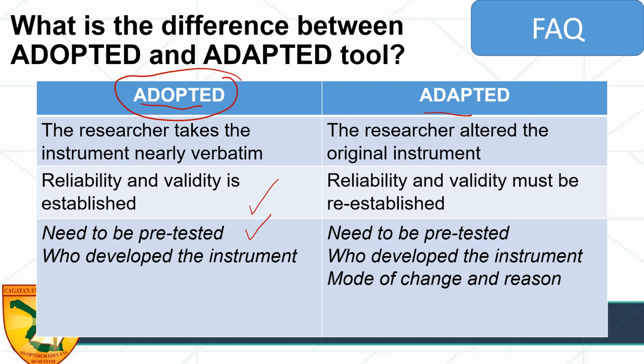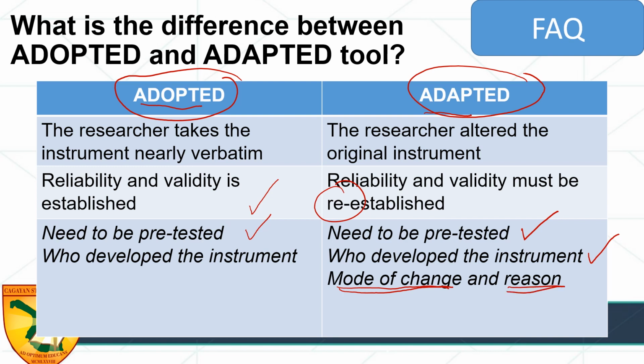coefficient. When you adapt, on the other hand, the researcher altered the original instrument, either the researcher rewrote the instrument, added something, or deleted something. So reliability and validity of this instrument must be re-established. And also, this still needs to be pre-tested. And it is also important to write who developed the instrument and also the mode of change, the changes you made, and the reasons why you made the changes.